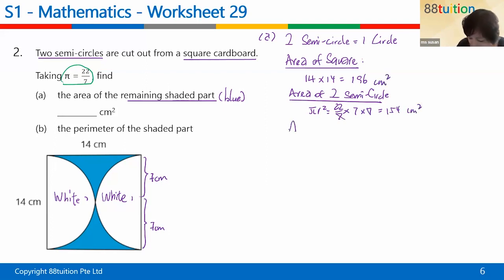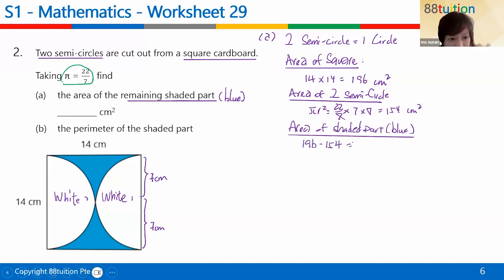So therefore, area of the shaded region, which is the blue part, right? Then you get your area of the square, 196 minus 154. You will get 42 cm squared. Okay? All right.